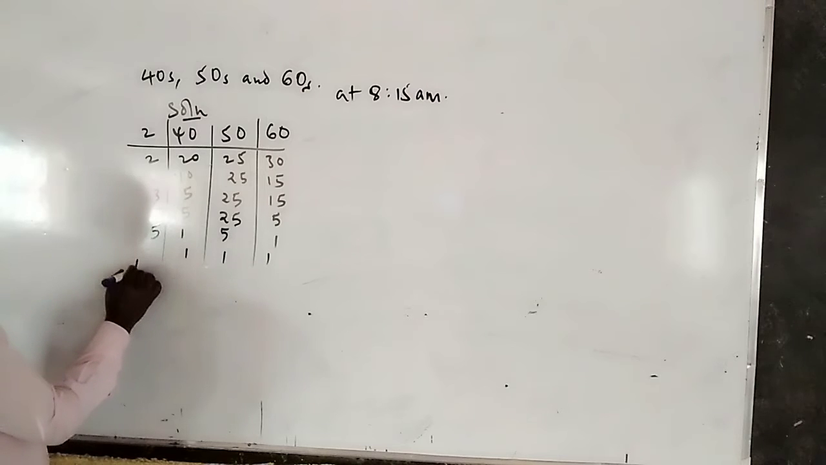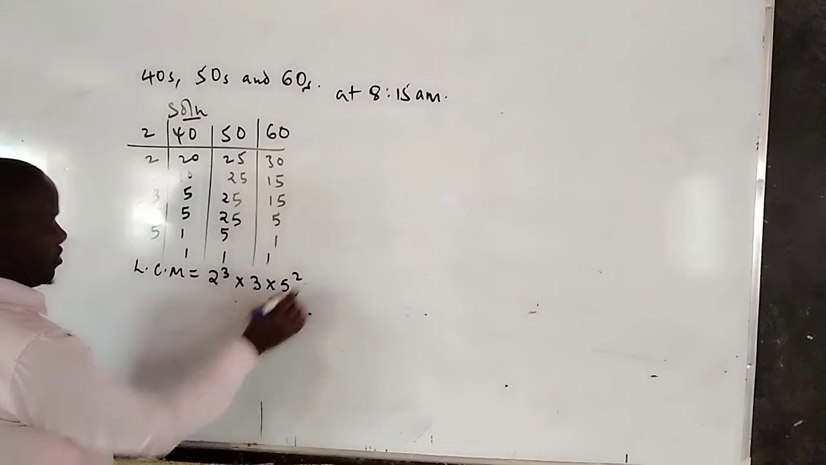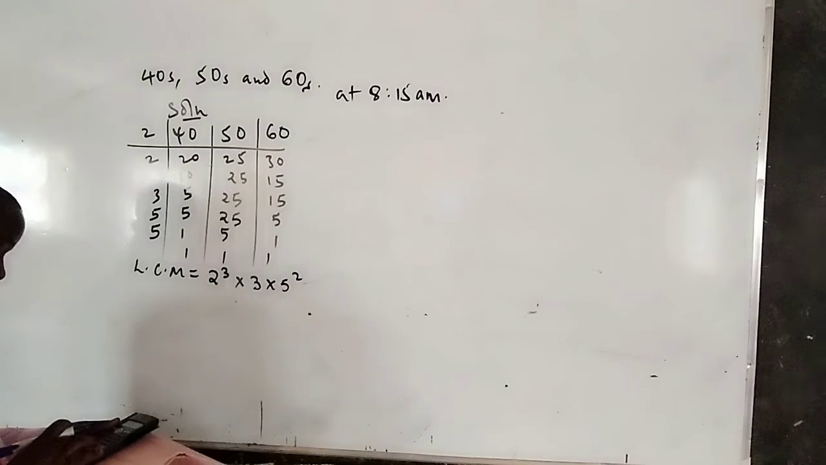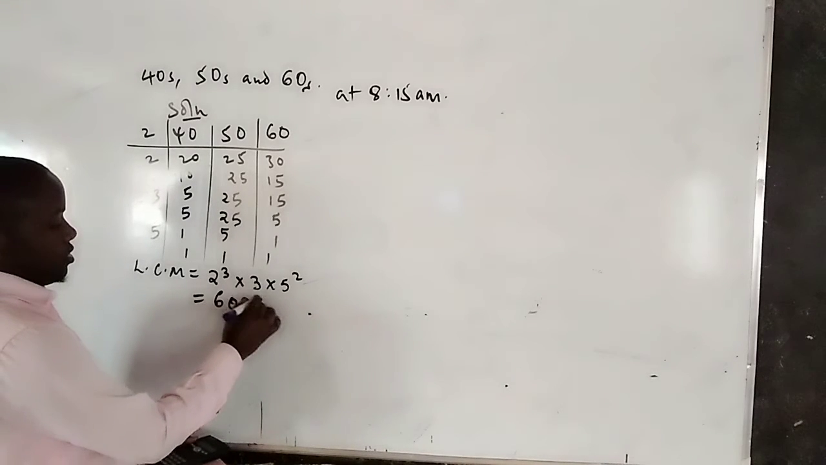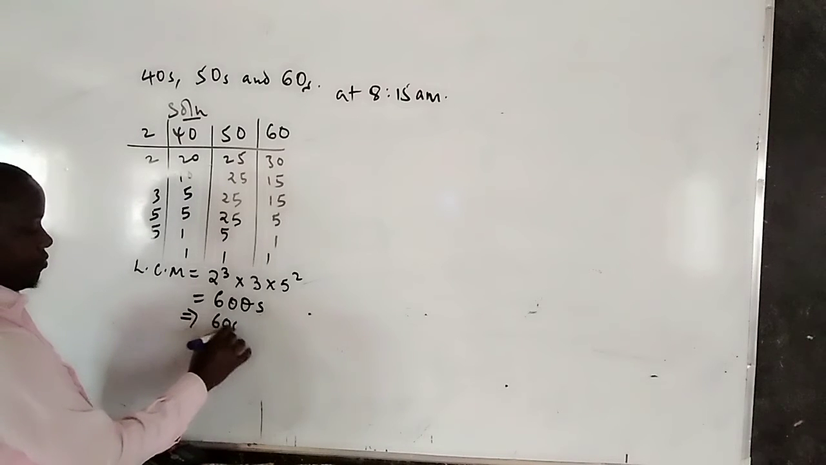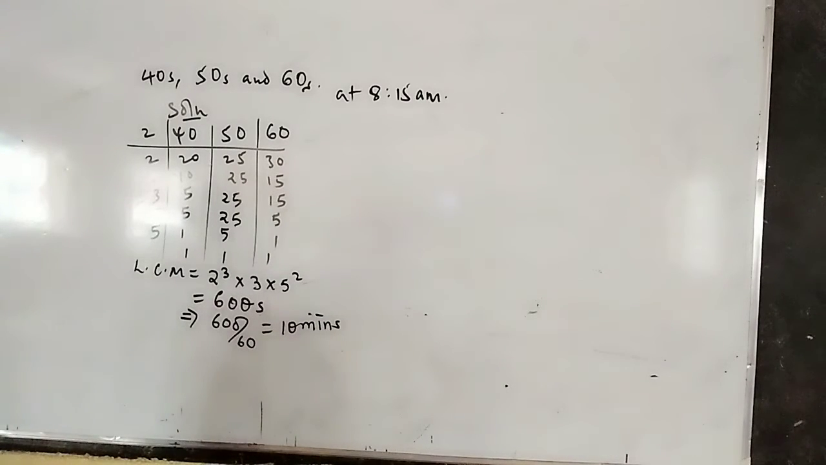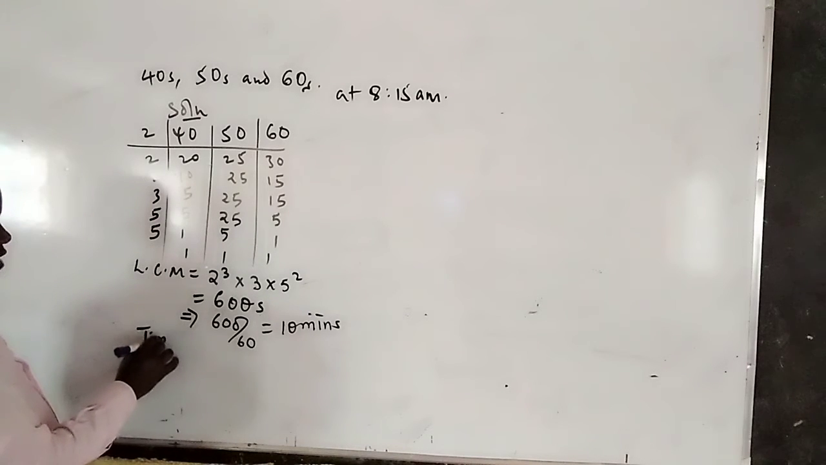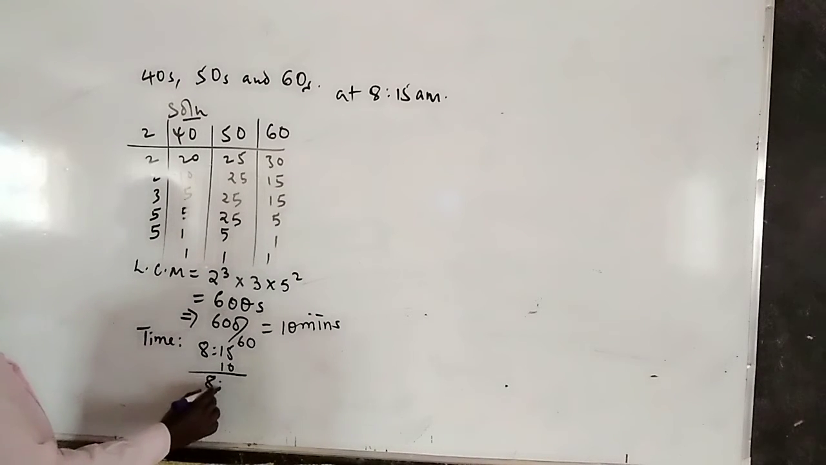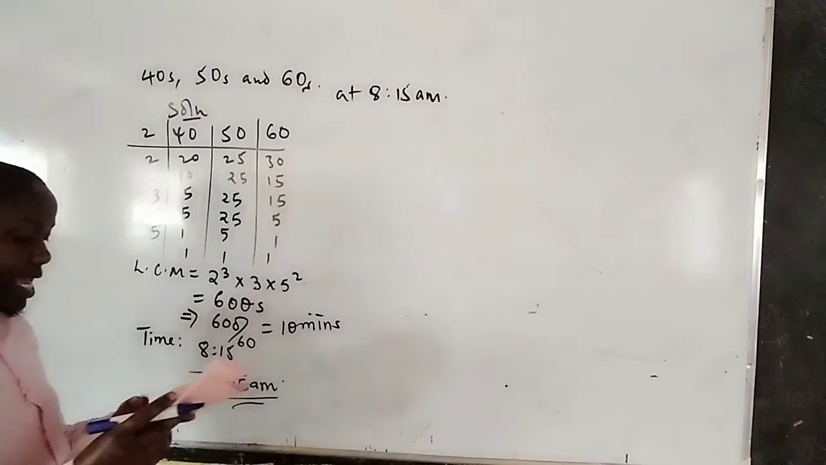Therefore, the LCM will be 2 to the power 3 times 3 times 5 squared. So this is 8 times 3, 24. 24 times 5 squared, which is 25, gives us 600. So they will ring together after 600 seconds. Now, 600 seconds is equal to 10 minutes. So they will ring together again after 10 minutes. If they rang together at 8:15, they will ring again after 10 minutes, at 8:25 a.m. the same day. That is when they shall ring again together.